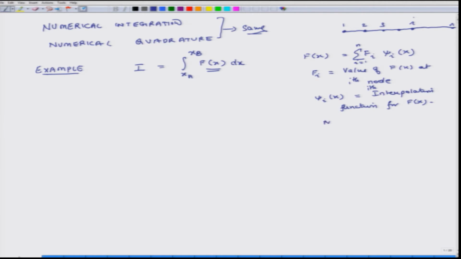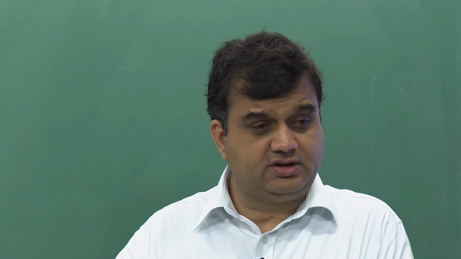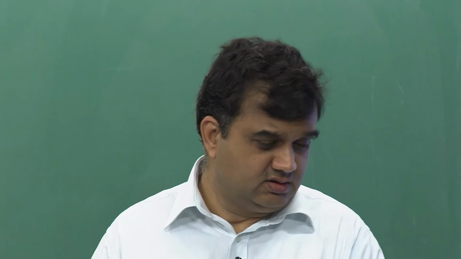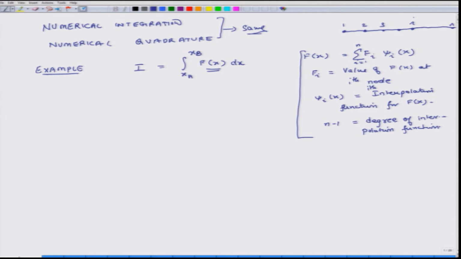And n, or lowercase n, is the degree of interpolation function. So, if it is a linear function, then I will have two psi's, psi 1 and psi 2. If I have a quadratic function, then there will be three psi's, psi 1, psi 2, psi 3, and so on and so forth.